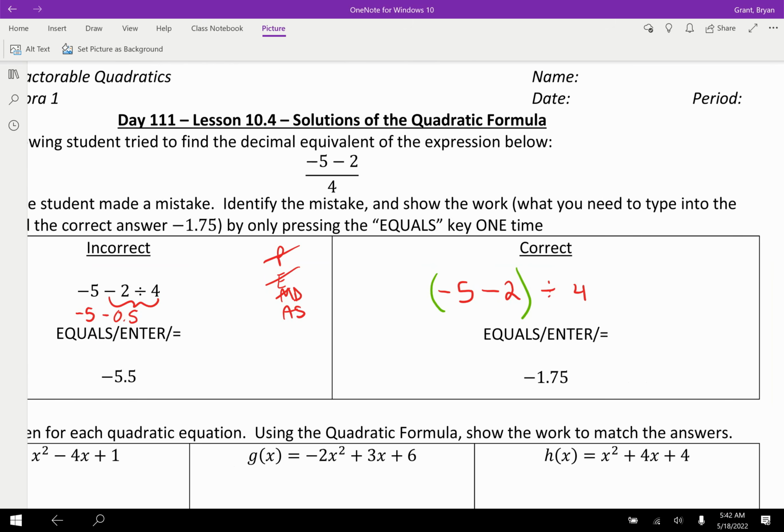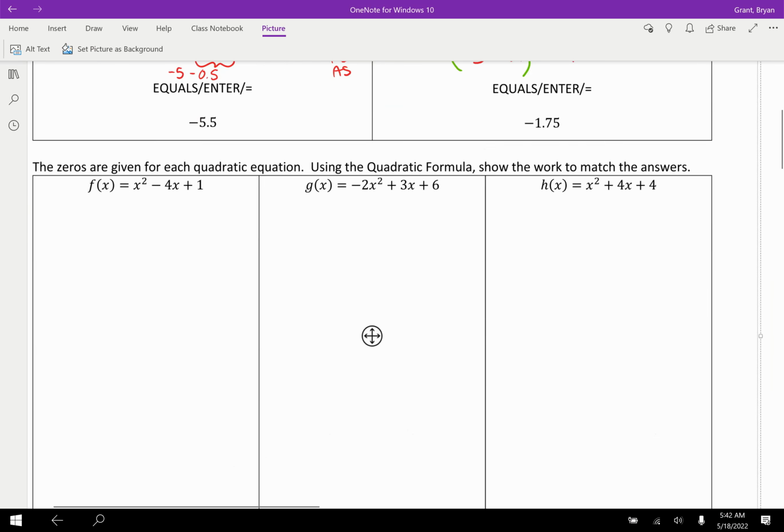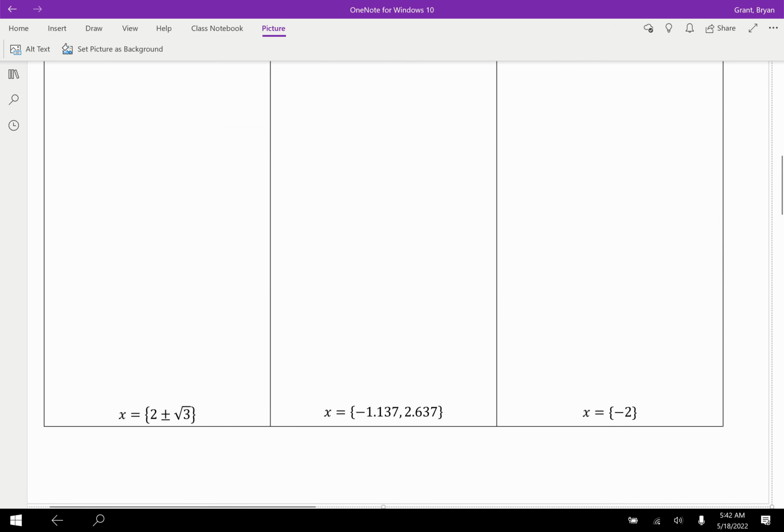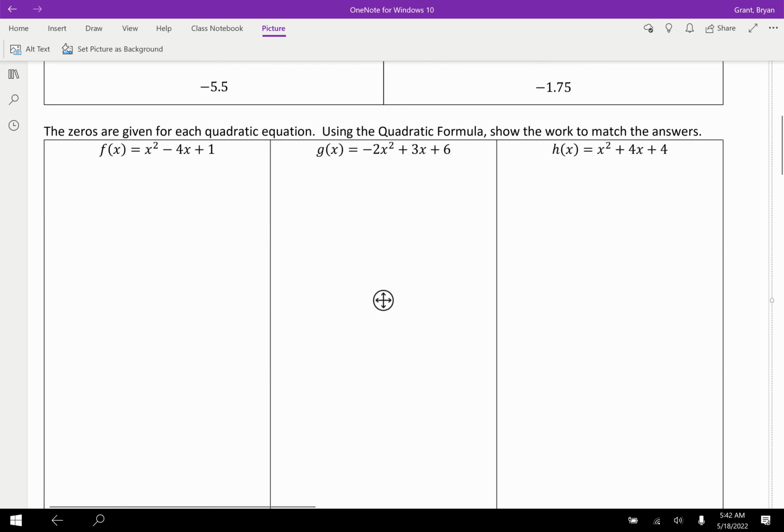The algebra part of today is really these three problems at the bottom of the page. Okay, the zeros are given for each quadratic equation. Where do they give us the zeros? Oh, they're down at the bottom. Okay, and they want us to use the quadratic formula to show the work to match the answers.